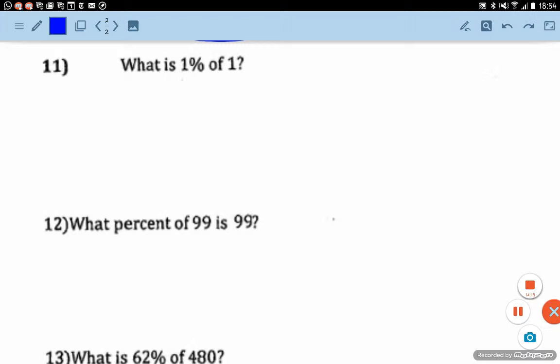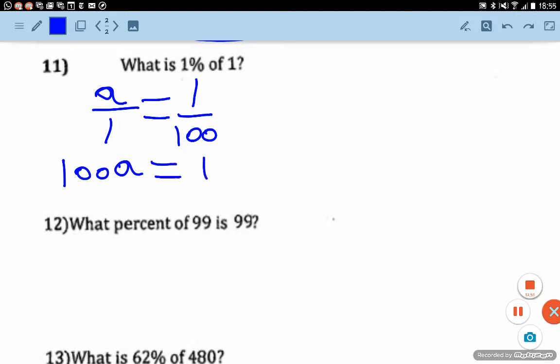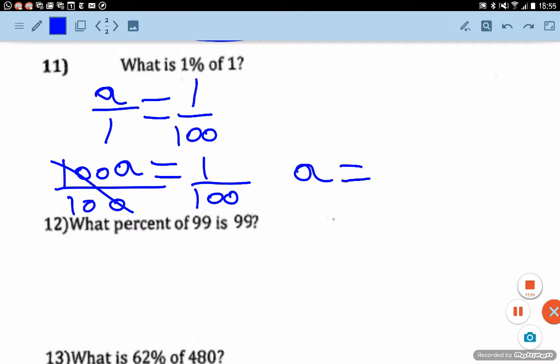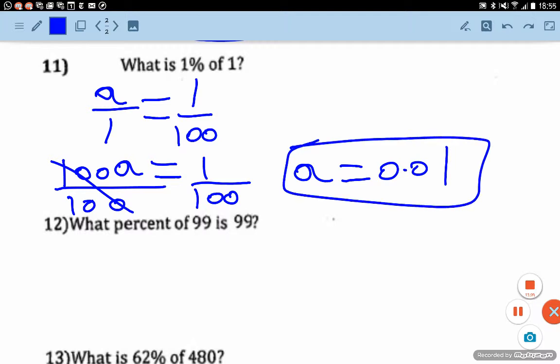Here, this question, we are going to solve it. You can find the answer mentally, but I'm going to solve it for those who don't know it. What is 1% of 1? Here he wants to find the part. A over 1 equals 1 over 100. Then 100A equals 1, and we divide by 100. So A equals 0.01. This is the answer of 11.